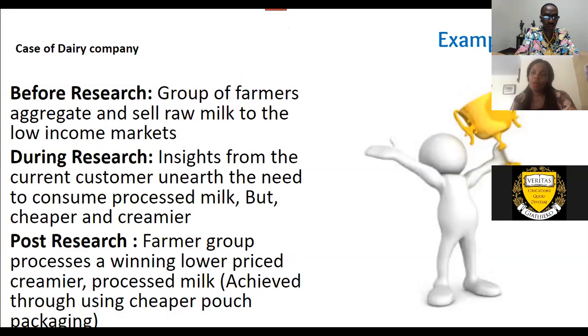When we went in and did research, we found that even among mothers in the low income segments, they were very concerned about the health of their babies. And what were those mothers doing? They would buy the processed milk for the babies and leave the hawked milk for the rest of the family. And what is hawked milk?